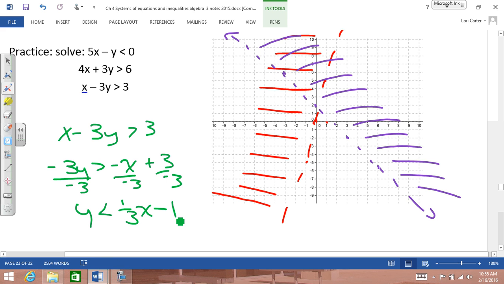Start at negative 1. How do I graph the slope? Solid or dashed? Plug in. Is 0 greater than 3? Nope. So it shades underneath.